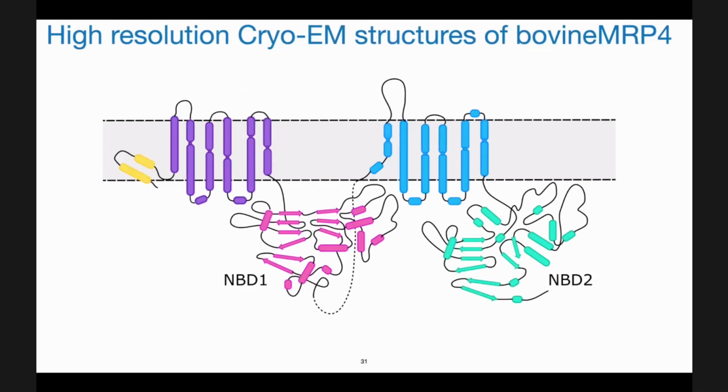So after confirming all this expression, purification, reconstitution, and functional characterization of bovine MRP4, we moved towards the high resolution cryo-EM structures of bovine MRP4. And here you can see that it's a long polypeptide chain with 2 TMD domains of six helices each and then 2 NBD domains.